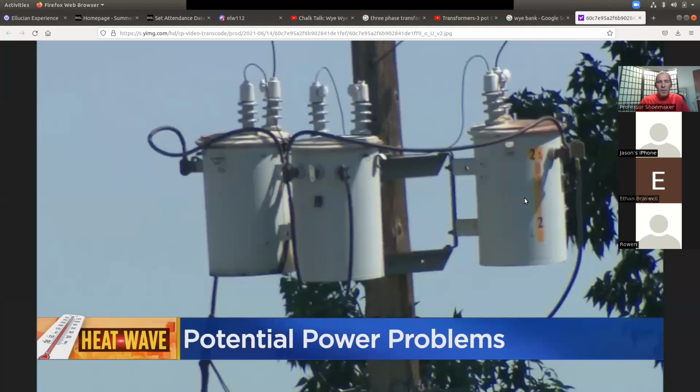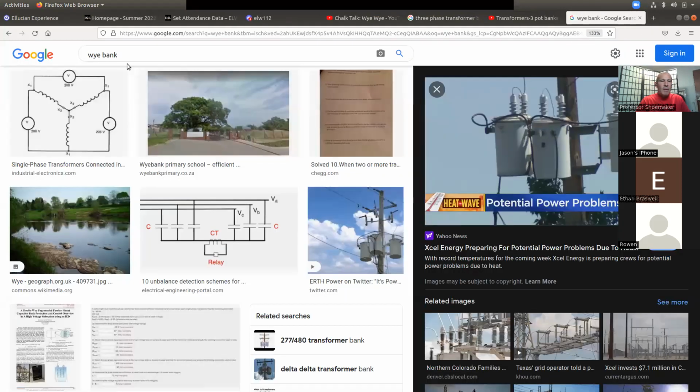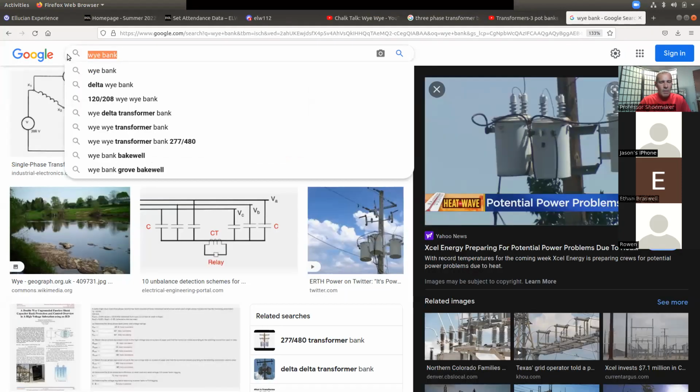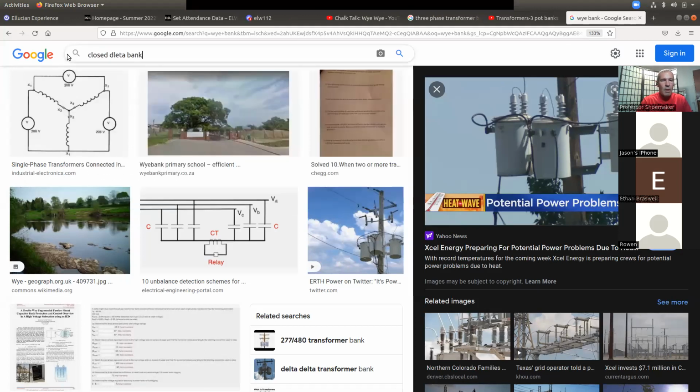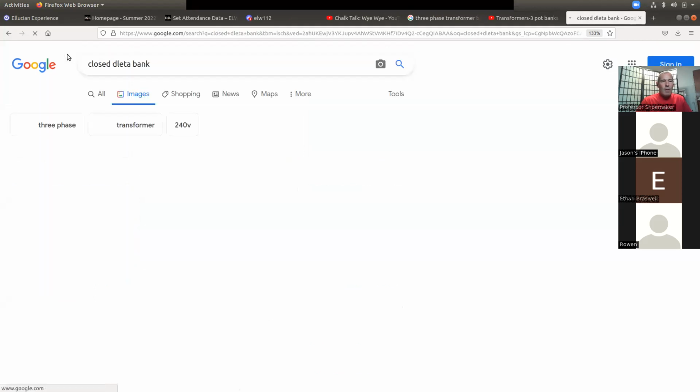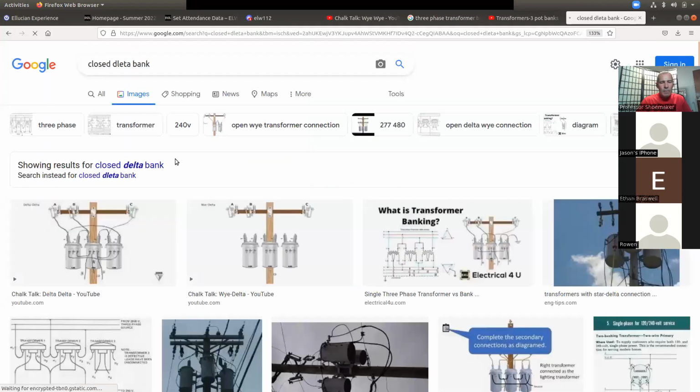Closed delta, to be honest with you, in overhead is a little bit harder to find. So let me see if I can find it. Closed delta bank. So if it's a Y bank, and it's only using two lugs, will the neutral always be the lug that's missing, or do you just need to look for the two lugs that are being used?